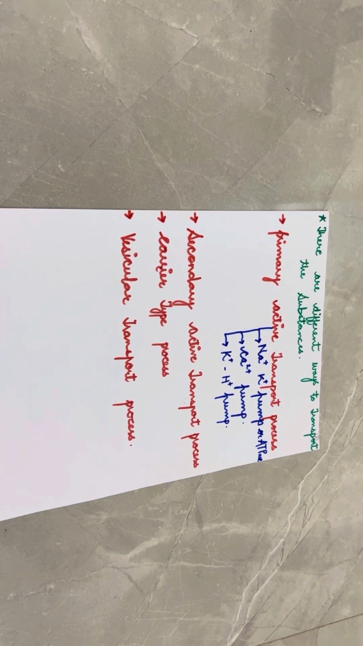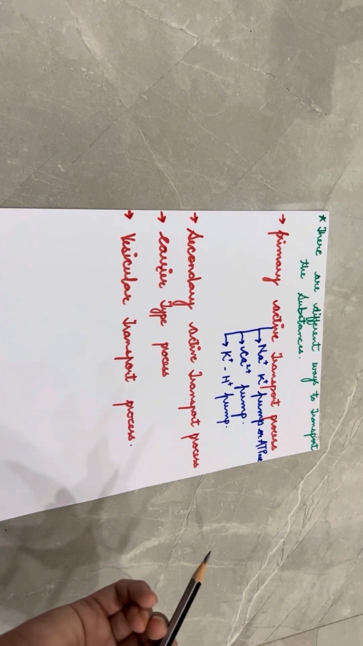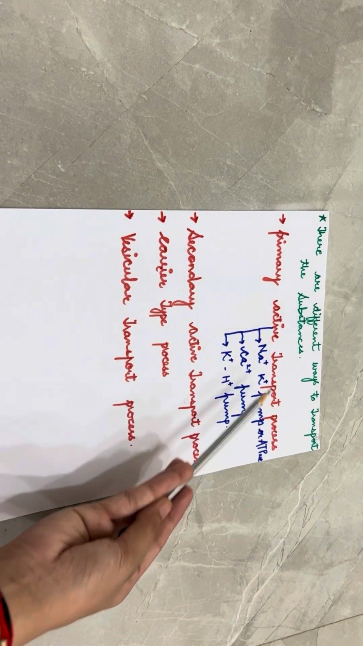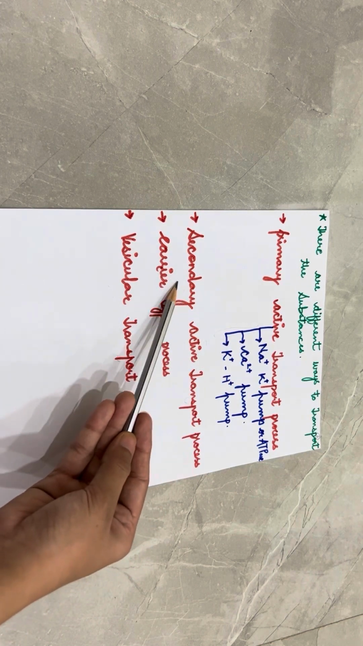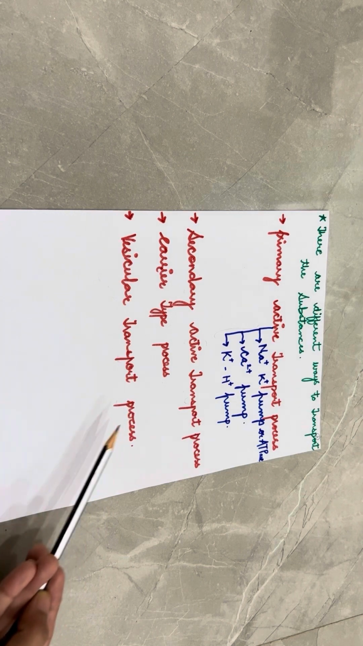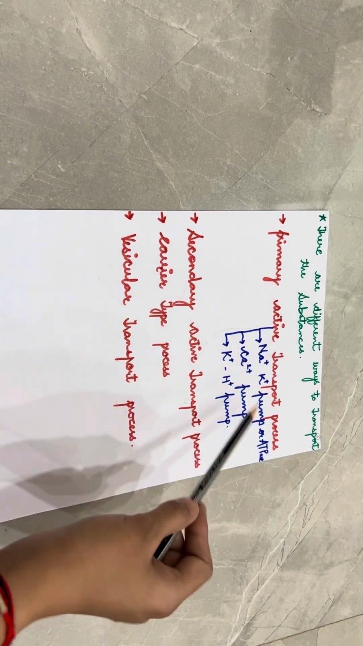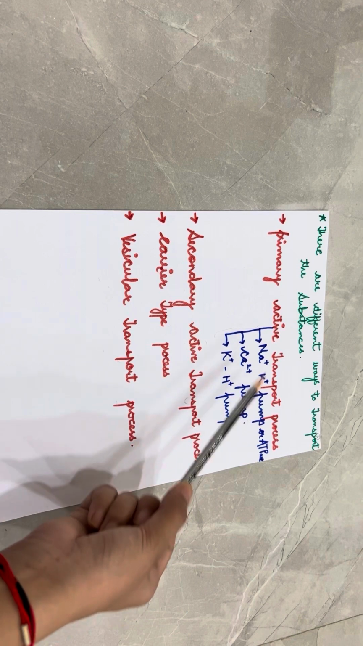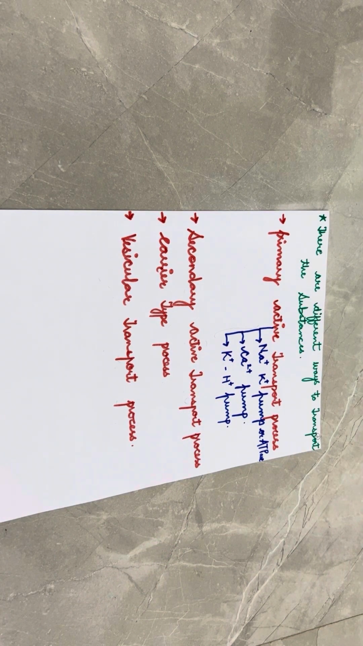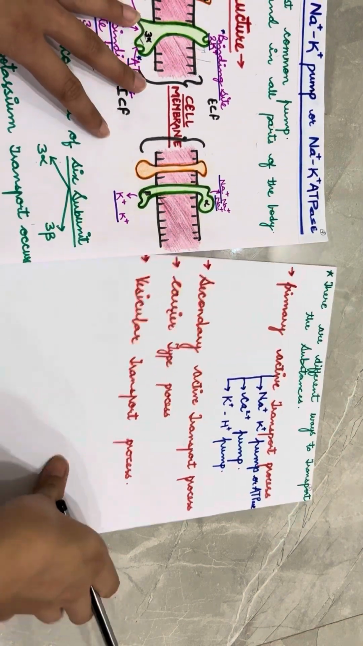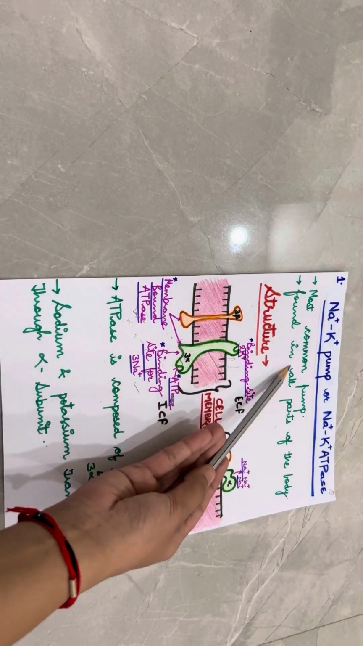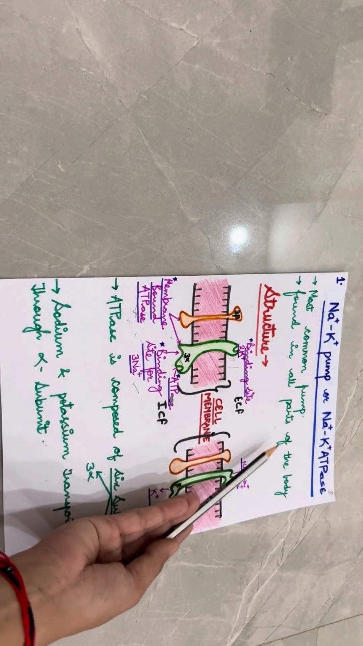There are different ways to transport the substance, which is divided into four categories. First is primary active transport process, which is the most important. Further is secondary active transport process, then carrier type process, then vesicular transport process. In primary, there is the sodium potassium pump, calcium pump, or potassium hydrogen pump. We're going to focus more on the sodium pump or sodium potassium ATPase pump, which is the most common pump found in all parts of the body.